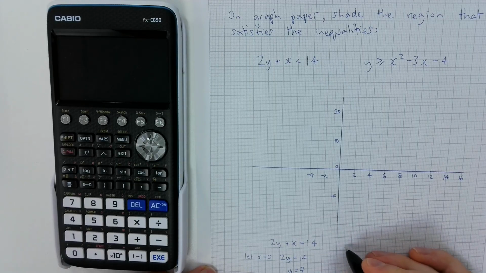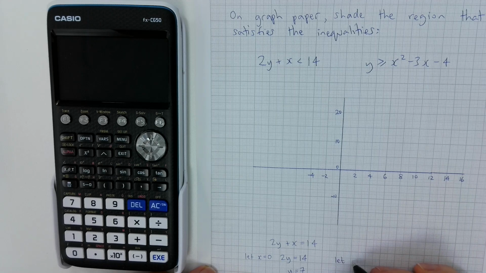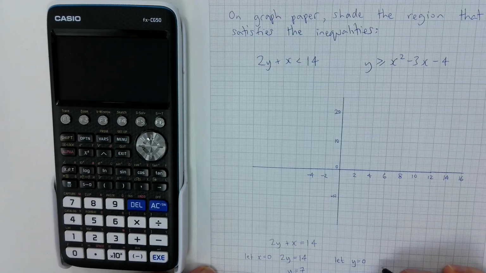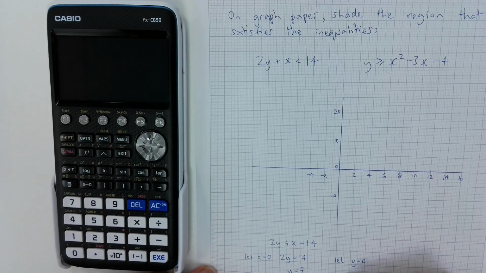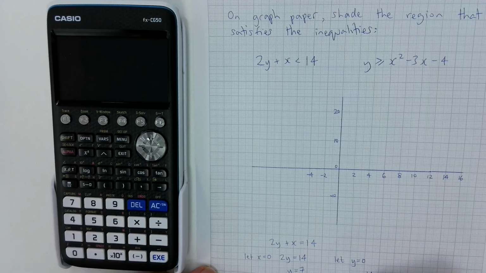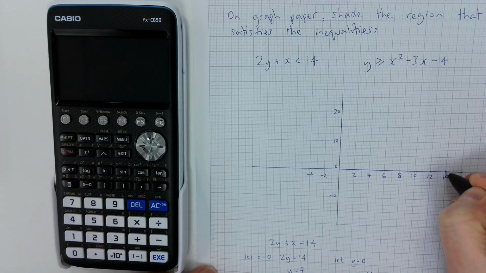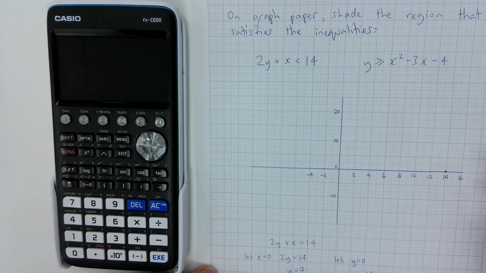And then do the same thing again. You can pick any value you like, within a reasonable range. So I'm going to say that y equals 0. So substitute into the same equation. So 2 times 0 would be 0. So all you're left with is x is equal to 14. So your coordinate pair is going to be x is 14, y is 0. And then you can just plot them. So that's 14, 0 there.